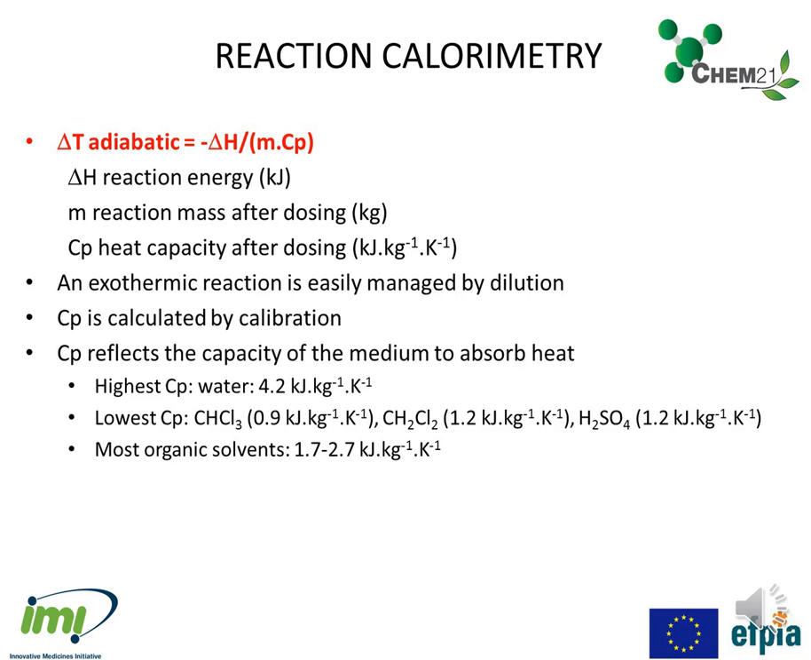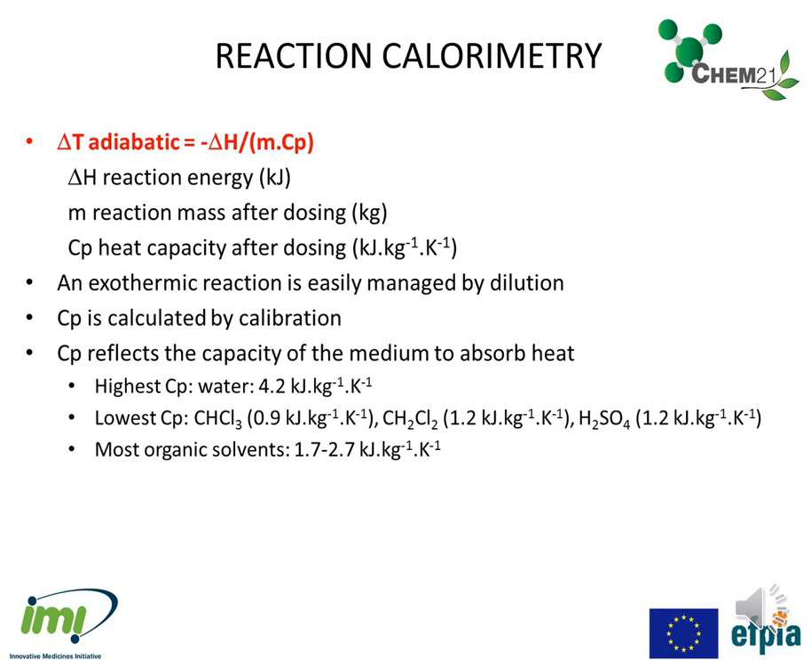The second fundamental equation you need to remember is delta T adia equals minus delta H divided by M Cp. Delta H is the total energy dissipated in kilojoule. M is the reaction mass at the end of the dosing in kilogram. Cp is the heat capacity of the mixture in kilojoule per kilogram and per Kelvin. This equation shows that an exothermic reaction can easily be managed by dilution. If you double the mass, you divide the temperature delta T by 2.